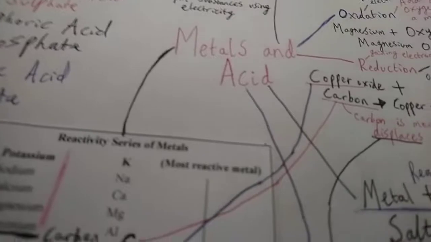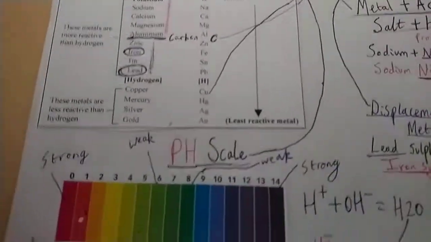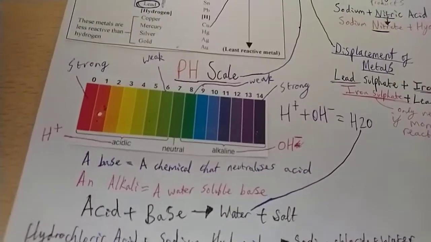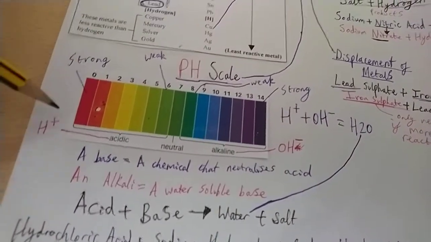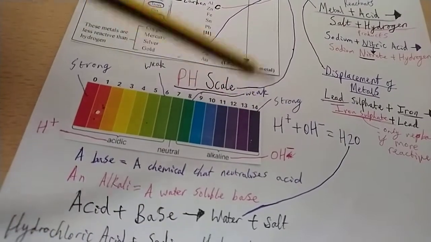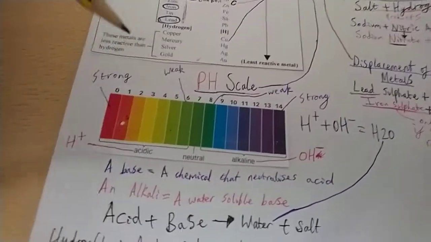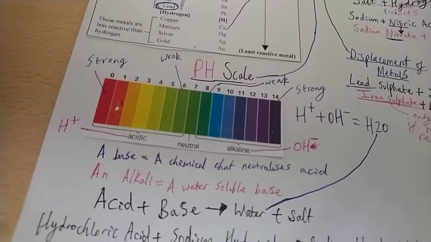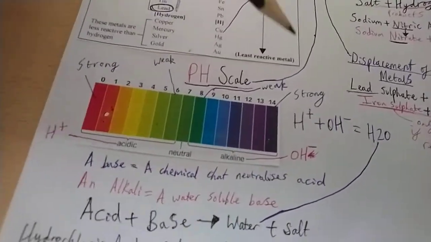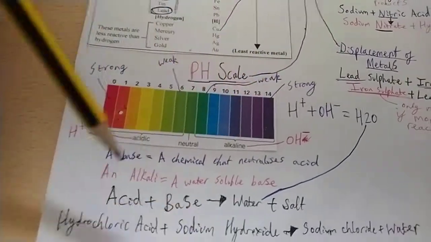Okay, so what exactly is an acid? So let's go down here and have a look. Acids are shown on the scale, the pH scale. The closer it is to 0, the more acidic, and the closer it is to purple, the more alkaline. So these are strong acids, those are weak acids. Acids have H plus in them, whereas alkalis have OH minuses.